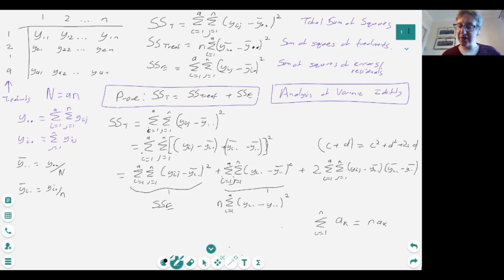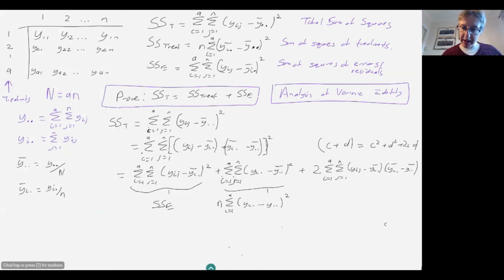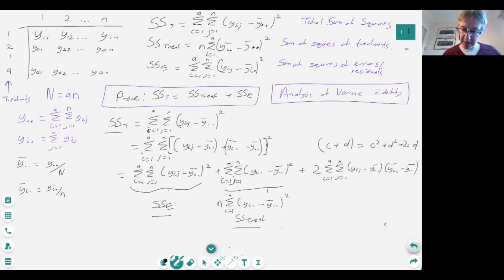Our index here on the a does not involve i. So we're going to add up a_k n times, and we're going to get n a_k. So what is this y_i-dot bar minus y-dot-dot bar squared? Sorry, I missed a bar there. Well, this is exactly what we defined as SSTreat. So we're almost home because we've shown that SST is SSE plus SSTreat, which is exactly what I wanted to prove, but in a different order. And I've just got this bit left over. So I need to show this last bit is in fact 0.